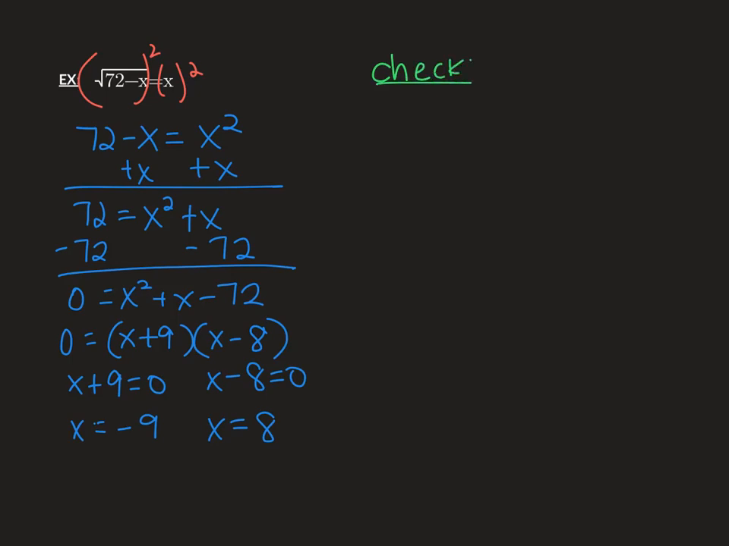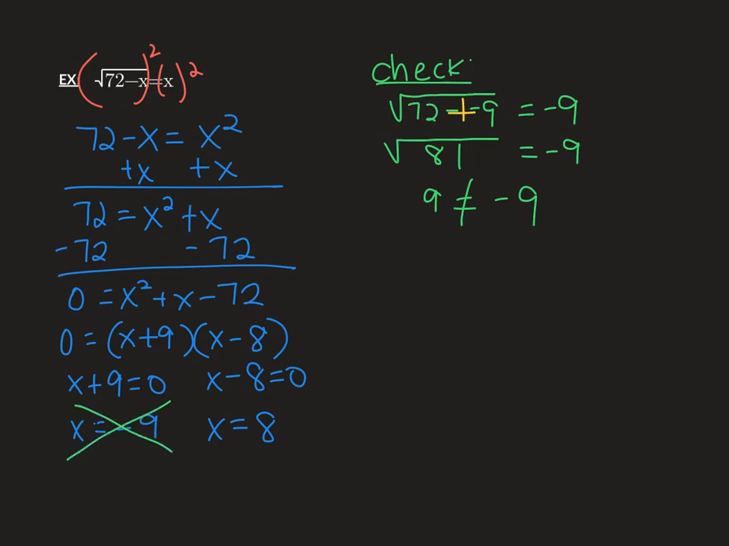And let's start with that first one, x equals negative 9. So is the square root of 72 minus negative 9 equal to negative 9? Notice I'm just replacing the x with what we think x equals. Is the square root of, this will end up being a positive 9. So 72 plus 9 is 81. So the square root of 81 equal to negative 9. Square root of 81 is 9. Is 9 equal to negative 9? No. 9 is not equal to negative 9. This is not a true statement. Therefore, x equals negative 9 is one of my extraneous solutions, you'll often see it abbreviated EXT. It doesn't work.